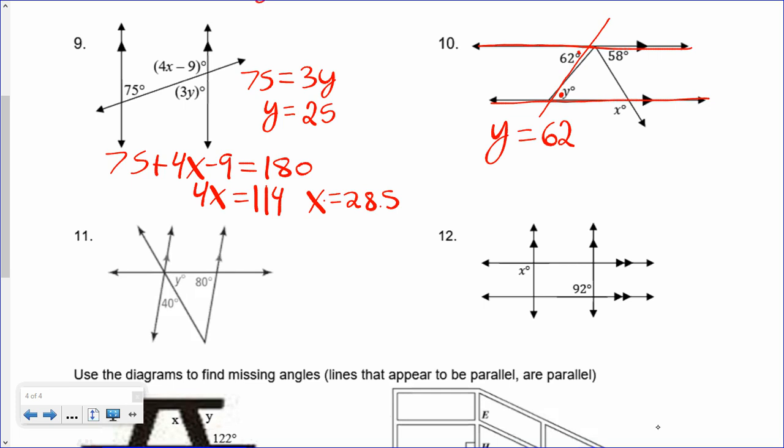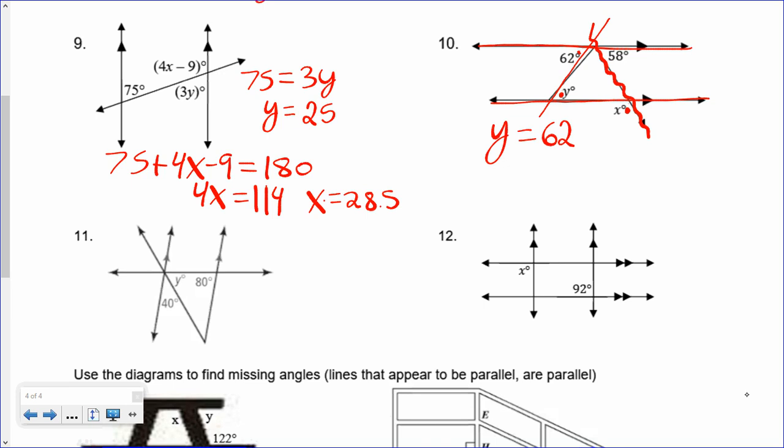Cool. All right, now let's look at the x. The x is right here. Am I going to use the same transversal that I used for y? No, because the x is not touching that. So I'm going to use this transversal right here. Does that include the 62? No. We're switching to the 58 now. So see how the highlighting can help you. It isolates which transversal and which angles you want to use. So ignore the 62 and the y. I'm just focusing on the 58 and the x.